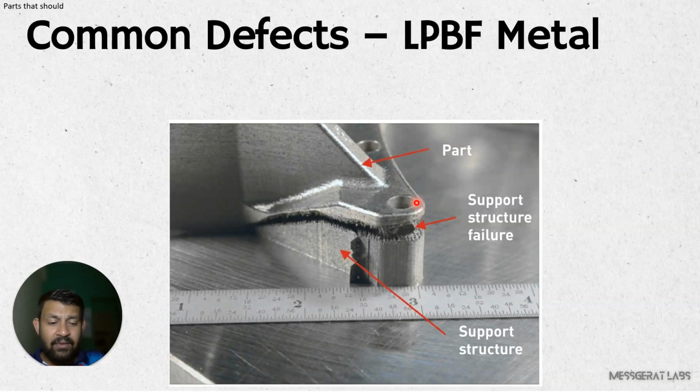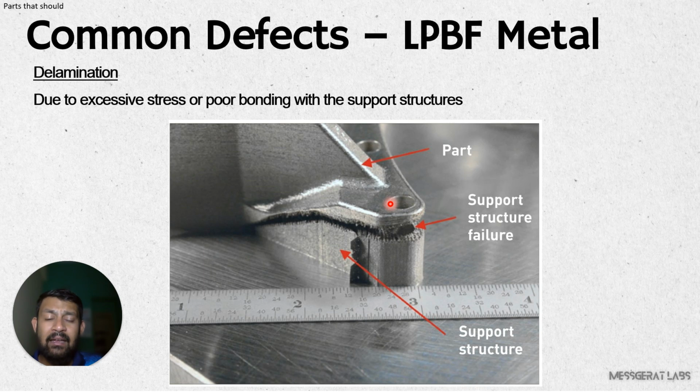Then again, we can see delamination in metals also. What you see on your screen here, we have support structures and then we have the part. Now, when the thermal stresses are too high and the bonding with the base plate or the support structure is not good enough, the metal part that you have built tends to delaminate from the support structures. So again, this is because of high stresses.